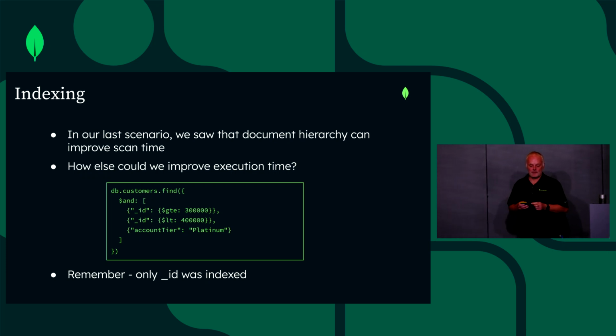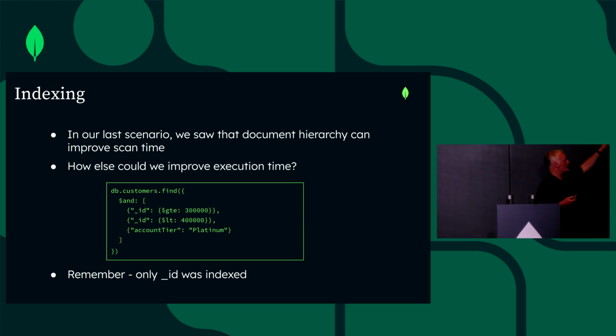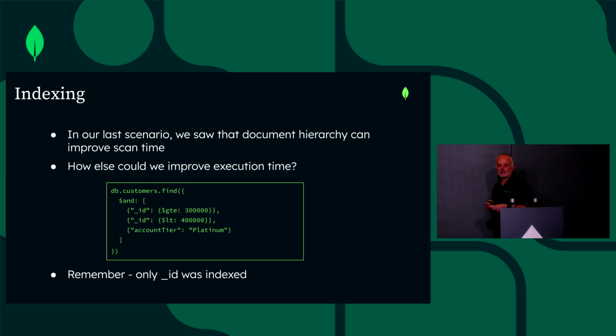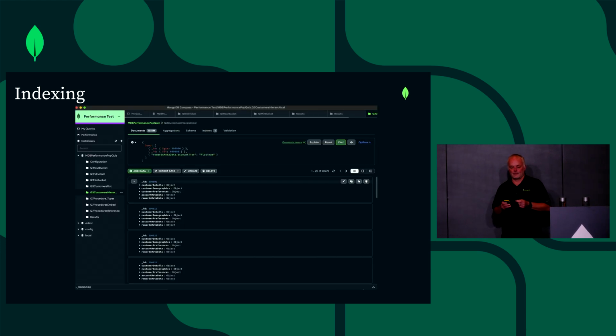So how can we improve this situation? Again, remember only the _ID was indexed. So we're doing a query, the same query actually, where the _ID is between 30,000 and 40,000, and the account tier is platinum. So let's start off by looking at the explain plan.